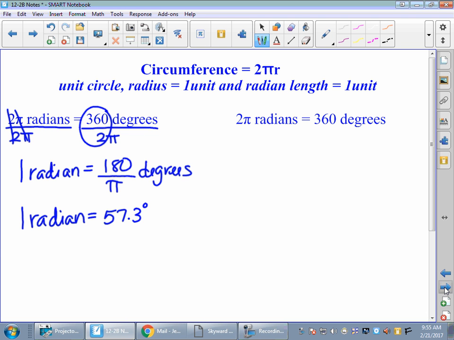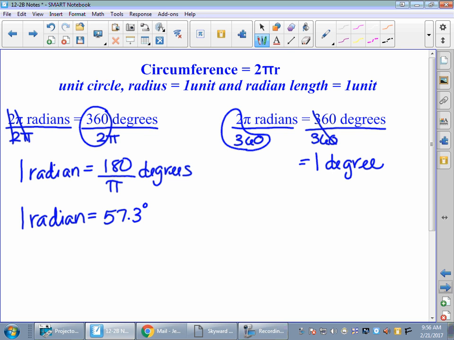If you look at the other side here, if I want to know how many radians are in 1 degree, I would divide by 360 to get this right-hand side to equal 1 degree. So 1 degree is equivalent to 2 pi over 360 radians. The 2 and the 360 I can reduce to 180 again, but this time it's pi over 180. And when I actually calculate what pi divided by 180 is, it's approximately 0.017.